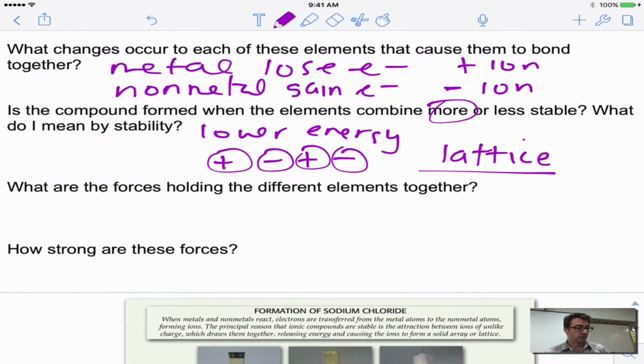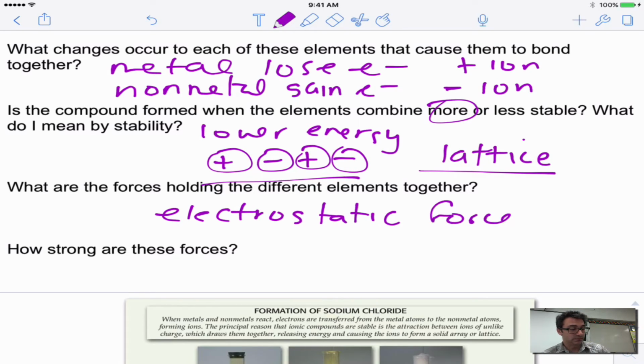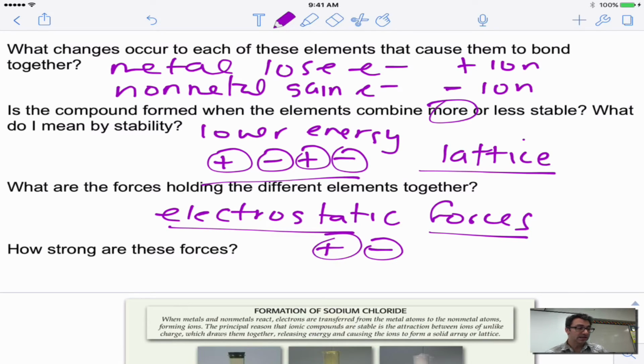So, what forces are holding these together? Well, these positives and negatives that I drew up here actually have a name. It's called electrostatic. So these electrostatic forces are opposite charges, positive and negative, holding the ions together in an ionic compound. How strong are these forces? They're really strong. And one big key factor you'll see from ionic compounds is that they are hard and that they also have very high melting points.